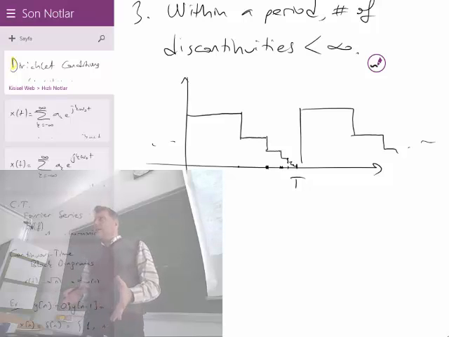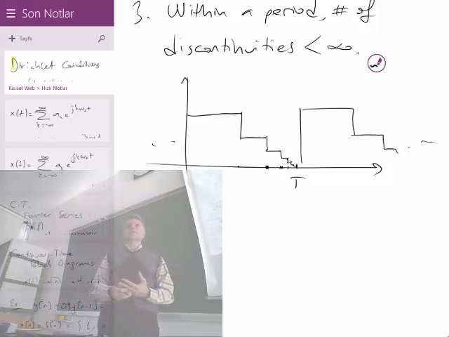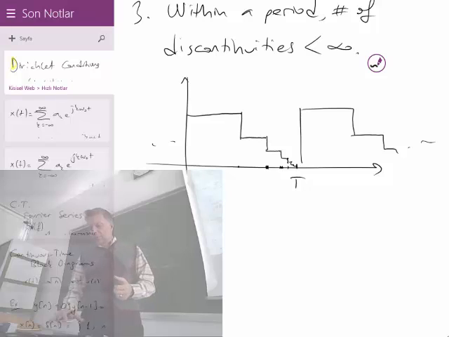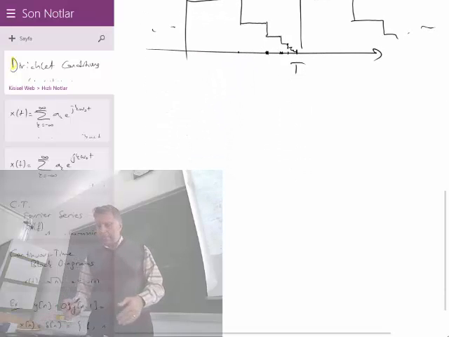In nature you can never come up with such things. They don't exist. They are just hypothetical. But these are the Dirichlet conditions that your signal must obey, which is very easy to obey.